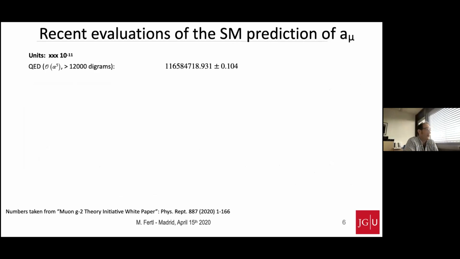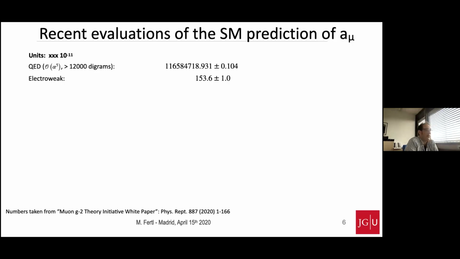Since then, a lot more calculations have been performed over the decades, and the most recent evaluation of the standard model prediction was actually performed by the so-called Muon g-2 theory initiative, which set out to update the prediction for the upcoming Fermilab experiment. So in units of 10 to the minus 11, the QED contribution has been calculated up to alpha over 5, which is more than 12,000 diagrams. And you can see why it's the lion's share of the effect. The uncertainty is completely negligible, as you will see in a moment.